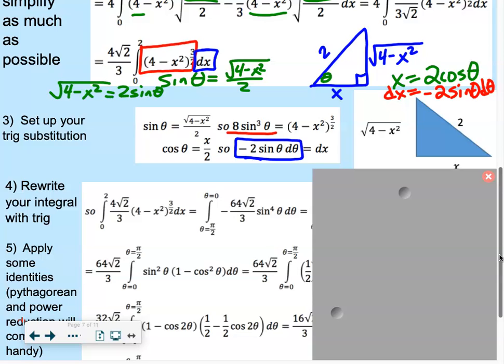Oh, by the way, if you change your functions, now you got to change your limits, right? So in our original function, these were x values. X went from 0 to 2. Go to where you relate x to theta. If x is 0, then divide by 2. You get 0 equals cosine theta, so theta would be pi halves. If x is 2, you get cosine theta equals 1, so theta would be 0. So you're going from pi halves to 0. But the nice thing is that since this is negative, you can flip them and make it positive.